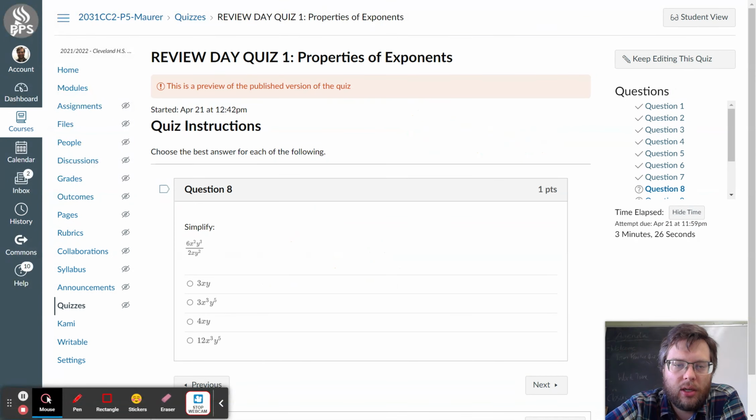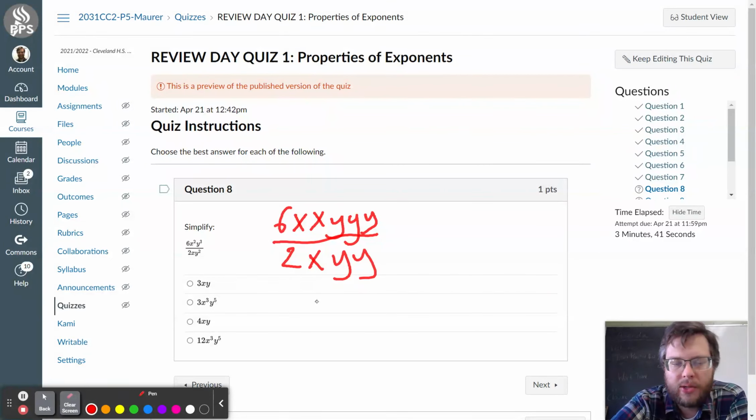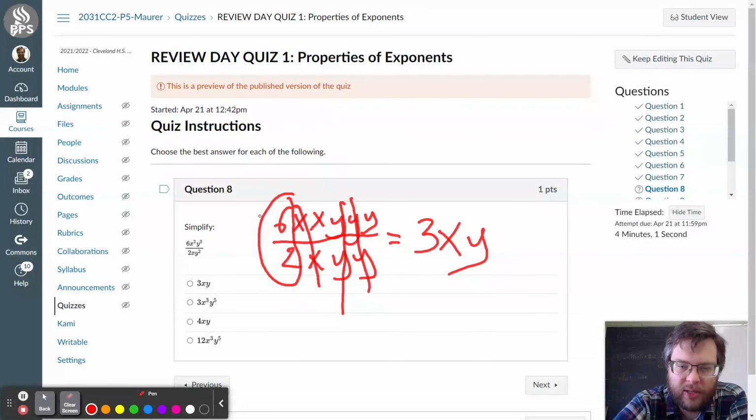Moving right along, question 8. 6x squared y to the third over 2xy squared. I'm going to write it all out just so you can see it in all its glory, and then I'll talk about how I could have done a shortcut. So I just wrote out x squared y to the third by repeating those letters. So then I noticed that x divided by x is 1, y divided by y is 1, y divided by y is 1, and I'm left over with 3xy. The 3 just came from figuring out what 6 divided by 2 is.